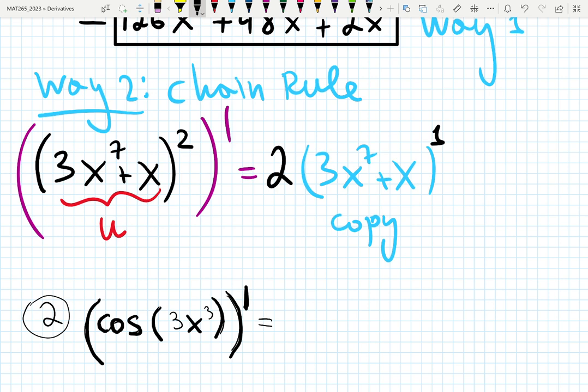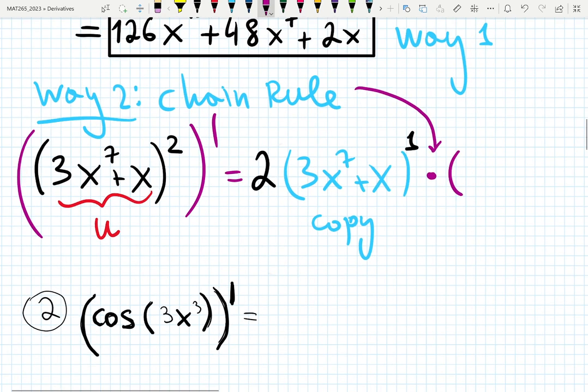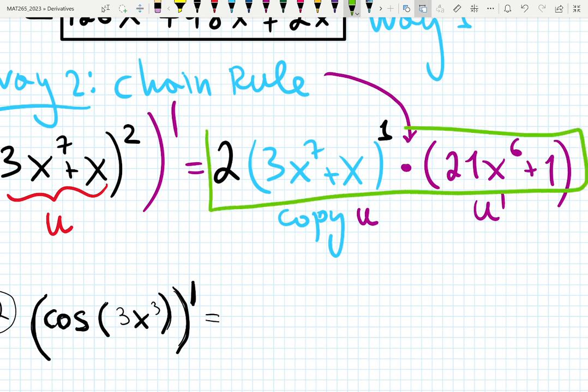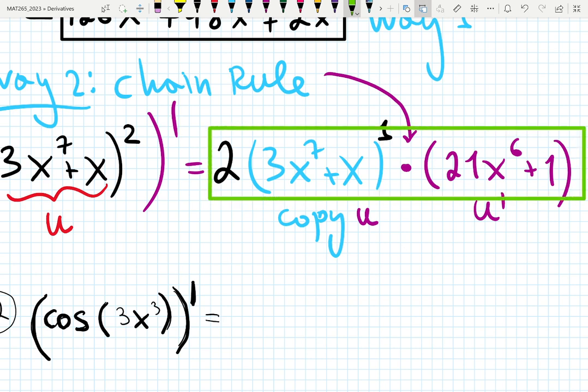So 2 goes down, copy, raised to the 1. And then chain rule steps in. And chain rule says times the derivative of the function inside. So I'll copy u, and then this one is u prime. The derivative of the function inside is the derivative of 3x^7 + x, which is 21x^6 + 1. And that is the answer. No need to know and work with the formula of square or sum, distribution, and so on. That is the answer.